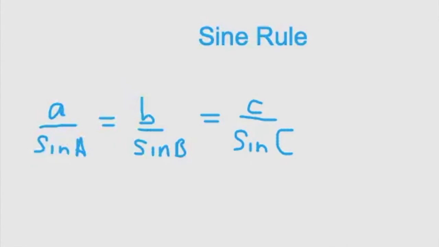In the sine rule, a over sine A equals b over sine B equals c over sine C. Now this rule is used whenever we don't have a right angle triangle. So I repeat, this rule is used only when we don't have a right angle triangle and we're asked to find a missing side or a missing angle.